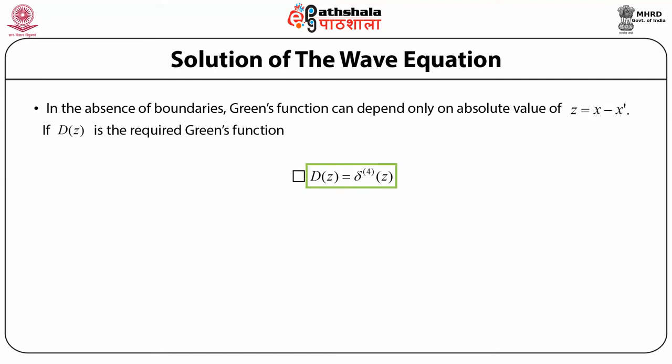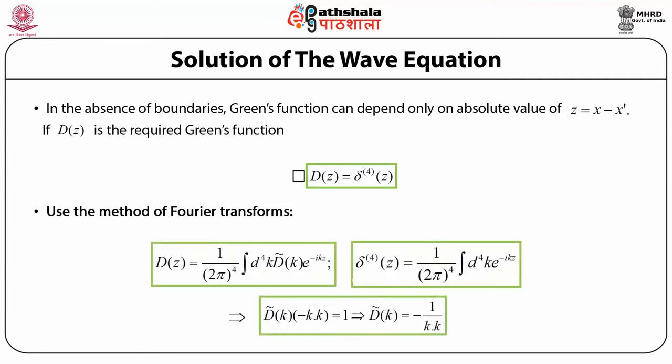In the absence of boundaries, the Green's function can depend only on the absolute value of z, which is equal to x minus x dash. If D of z is the required Green's function, then box D of z is equal to delta 4 of z. Use the method of Fourier transforms. D of z equals 1 divided by 2 pi raised to power 4 into the integral d 4 k D of k e raised to power minus ikz, and delta 4 of z equals 1 divided by 2 pi raised to power 4 into the integral d 4 k e raised to power minus ikz.